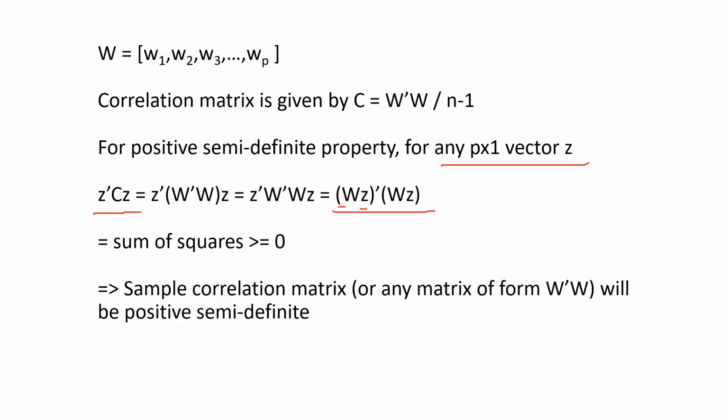Now W is n by p and z is p by 1. So this would be a 1 by n vector and this would be an n by 1 vector. So this is an inner product of these two vectors which will give us the sum of squares, and a sum of squares will always be greater than or equal to 0. So the quadratic form of matrix C is always greater than or equal to 0. So we know that this sample correlation matrix will always be positive semi-definite.